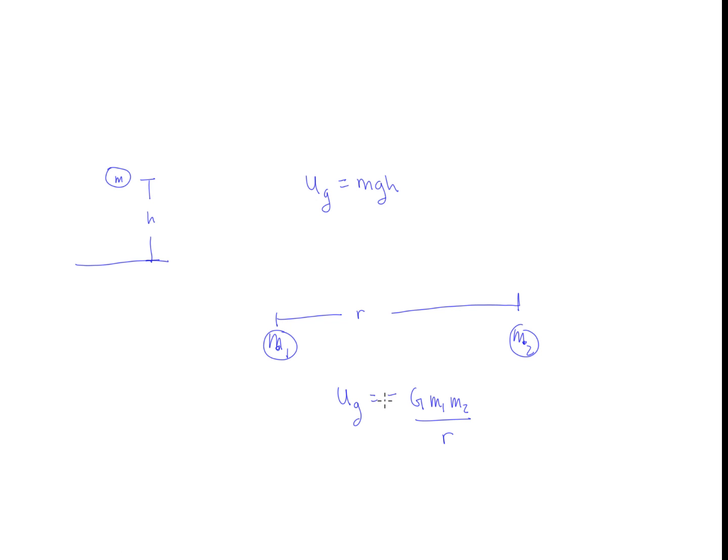Note that there's a negative sign, and unlike the force equation, the r is not squared. This equation is actually derived from the work done by gravity in moving these two objects from some infinite distance apart to this distance r apart. So let's figure out why this negative sign makes sense.